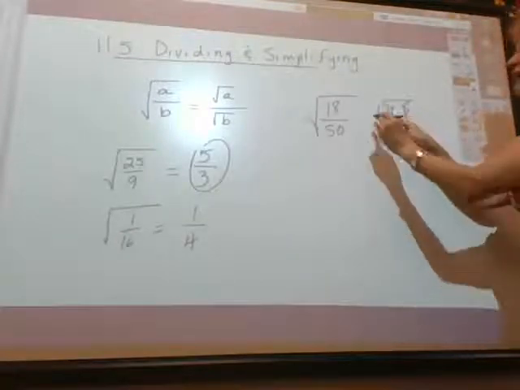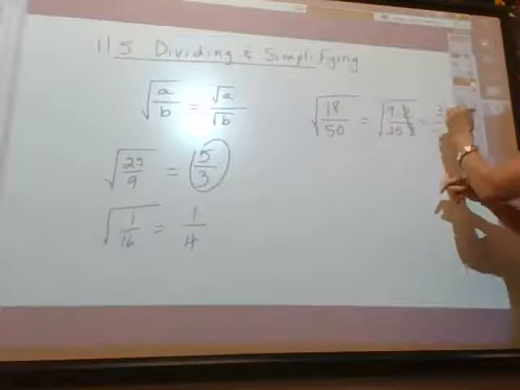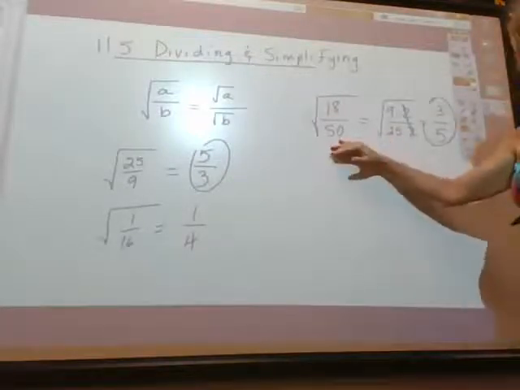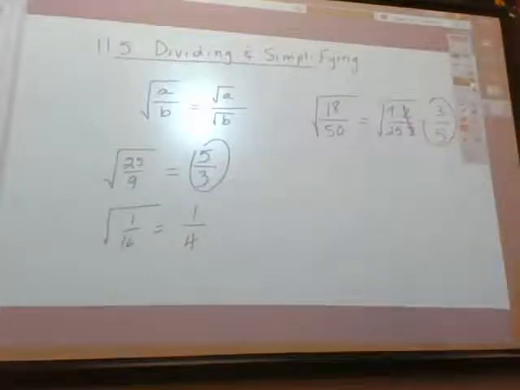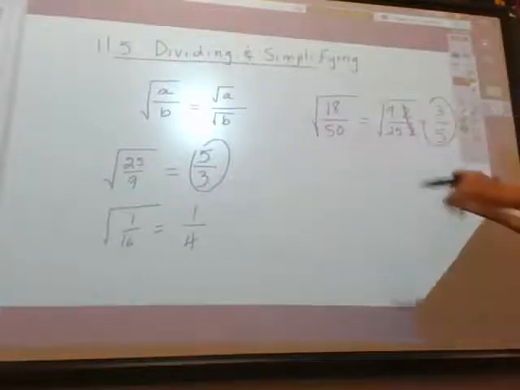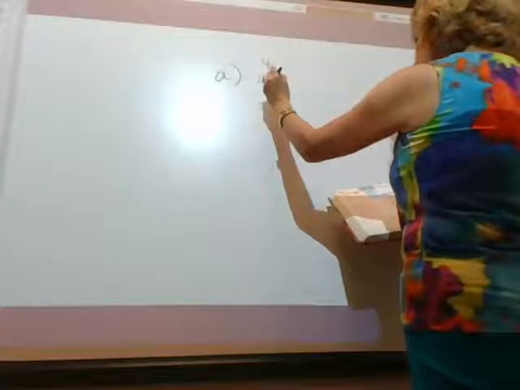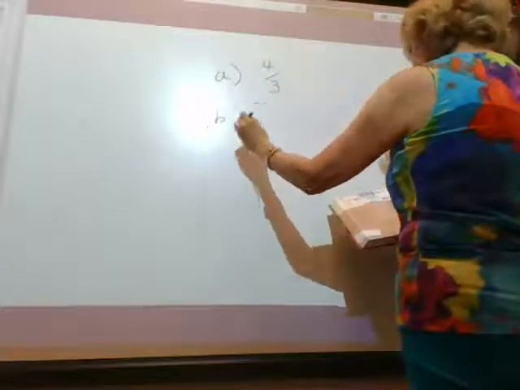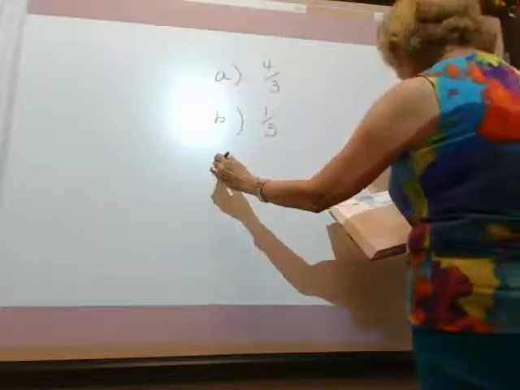So radical 9 is equal to 3, and radical 25 is 5. So this one actually reduced to 3/5. All right? Now you get to try the practice. I'll put the answers up. Remember, if they're perfect squares, pull them out. If they can be reduced, do so. And then simplify as you're able. So stop the tape. You need to do these yourselves.